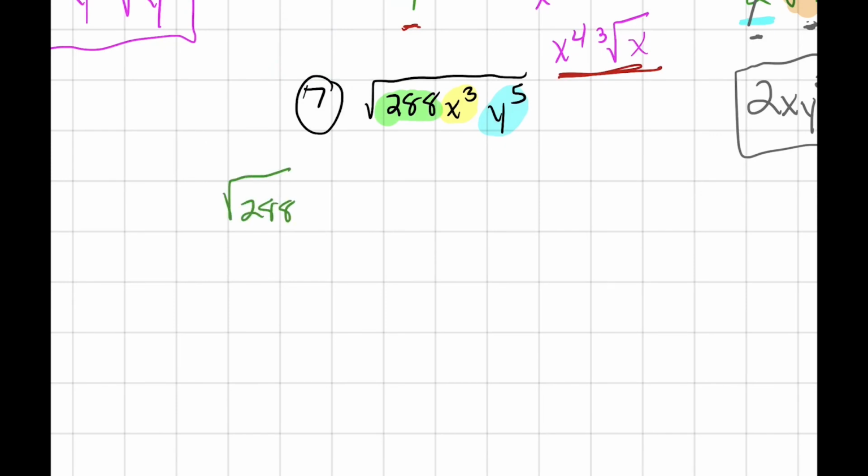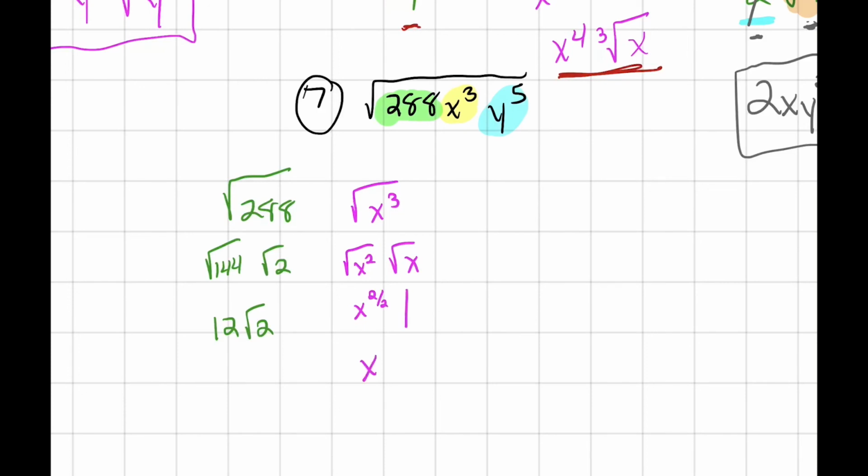Well, 288 is not a perfect square, but we can break that down into 144 and 2. The square root of 144 is 12. The radical 2 is our leftover part, so we just rewrite it. Moving on to our x's, we have x to the third power that we're taking the square root of. That doesn't work evenly, so remember all we have to do is just take one away to get x squared and x. X squared can be written as 2 over 2, which ends up being just x. The leftover piece just gets rewritten.